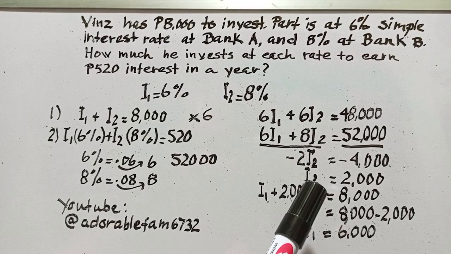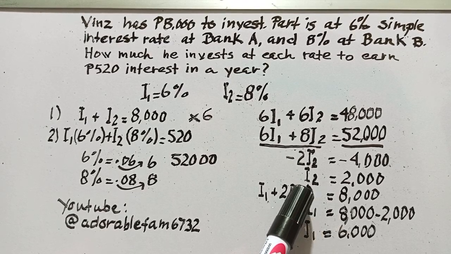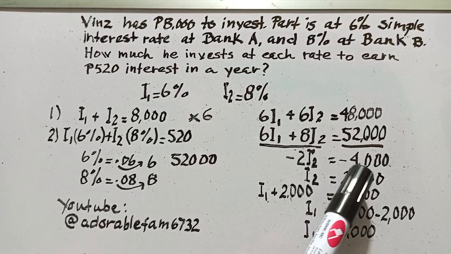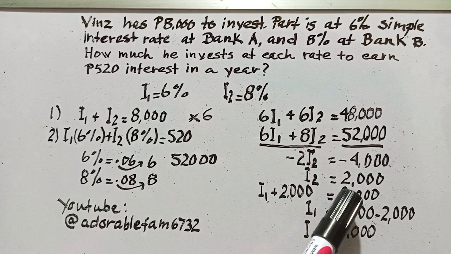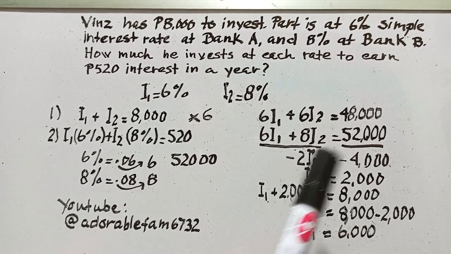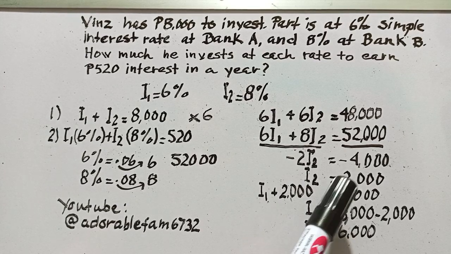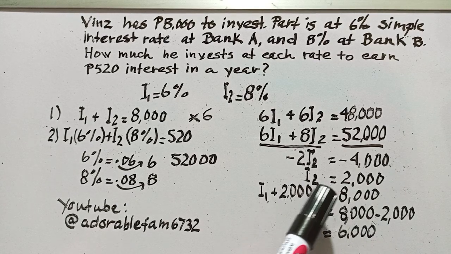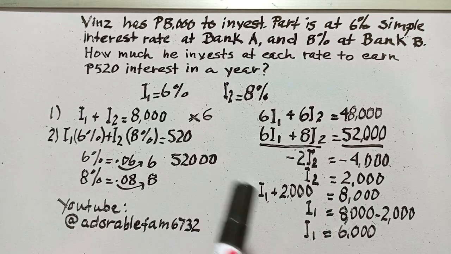And to solve for the I sub 2, simply divide minus 4 by minus 2. You will get positive 2 because they are negative, negative, so we have positive, and then we have 3 zeros. So I sub 2 is 2,000.